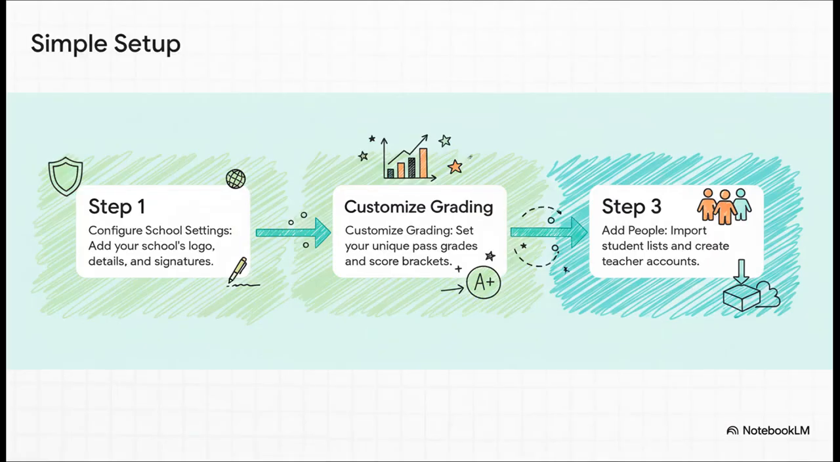Getting started is a super simple 3-step process. First, you make it your own. You add your school's details, your logo, even digital signatures for the head teacher. Second, you set up the grading system to perfectly match your school's standards. And third, you get your students and teachers in there. It's a one-time thing, and then you are good to go.